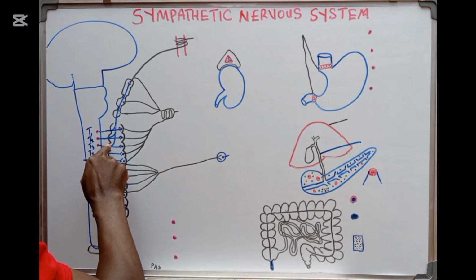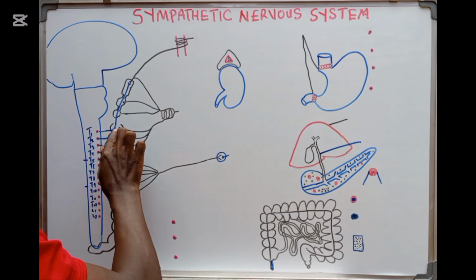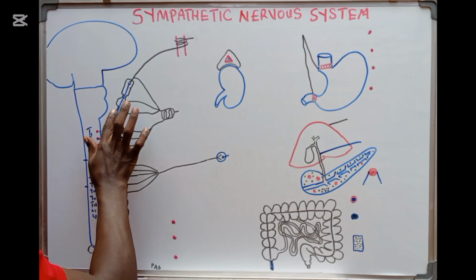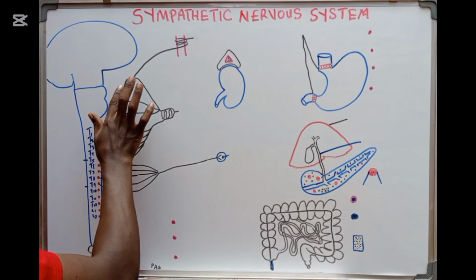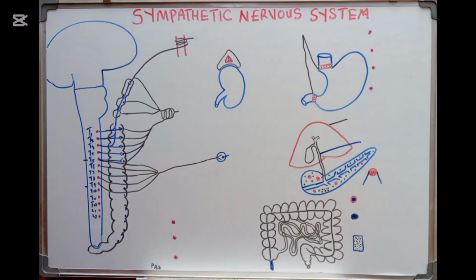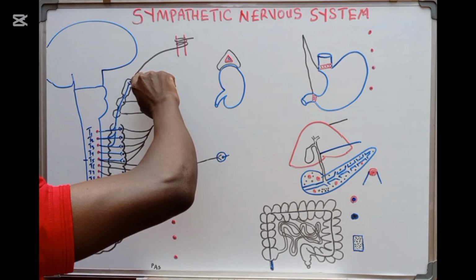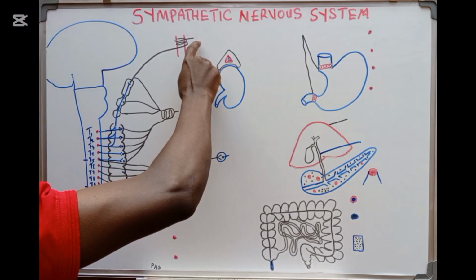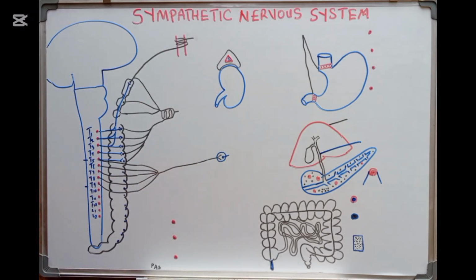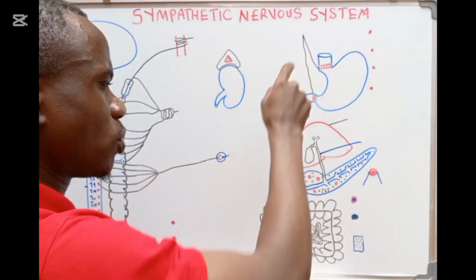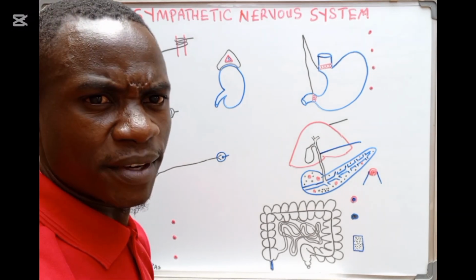The preganglionic motor fibers were coming out without synapsing in the chain ganglia, and they passed through the cervical ganglia without synapsing. They synapse on what we call the superior cervical ganglion, and from there the postganglionic motor fibers come out to coil around the internal carotid artery, from where they go to innervate different structures of the head and the neck.